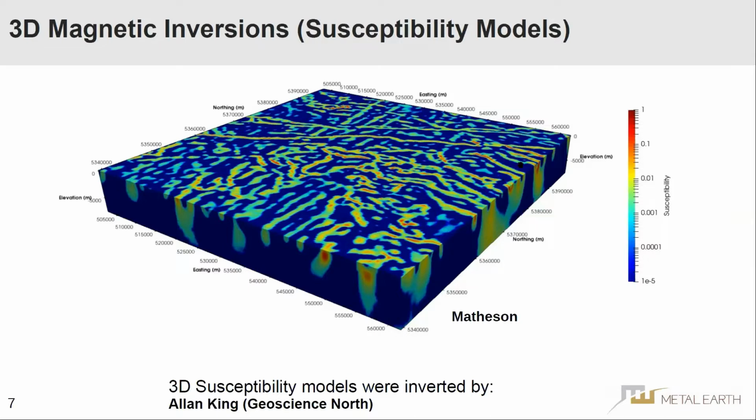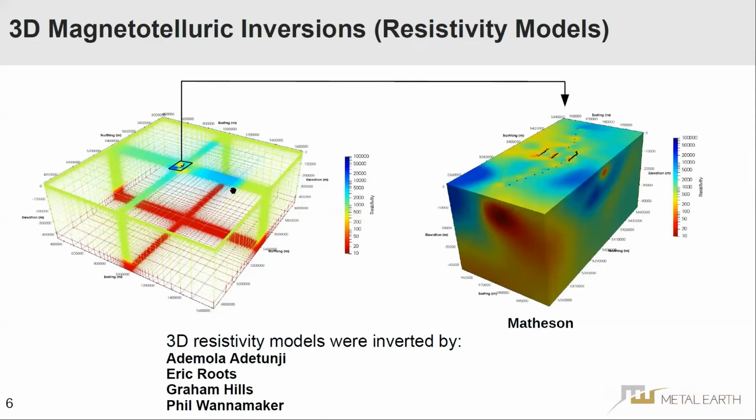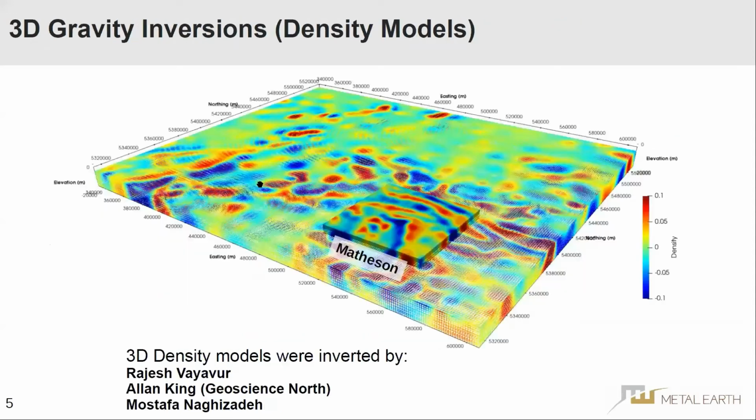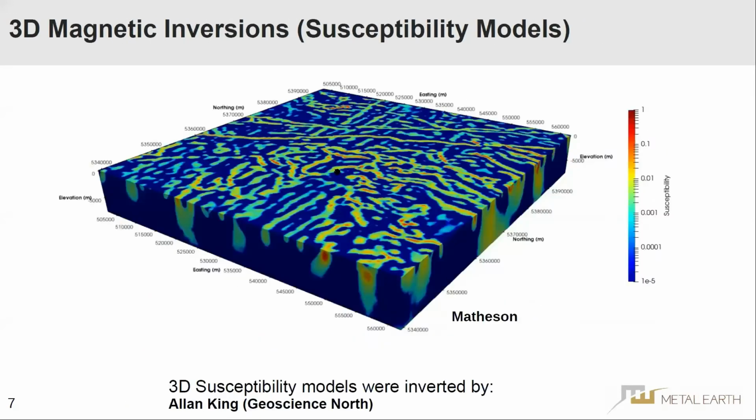In fact, one of the good things with these inversions is that all of them were done with the same parameters. I cannot say the same thing for the MT and the gravity because different researchers did them, but the magnetic inversions were all uniformly done with the same parameters. I think it's a good thing that all the inversions were done with basic and simple, kind of constant parameterization. That would be a good thing for data analytics.